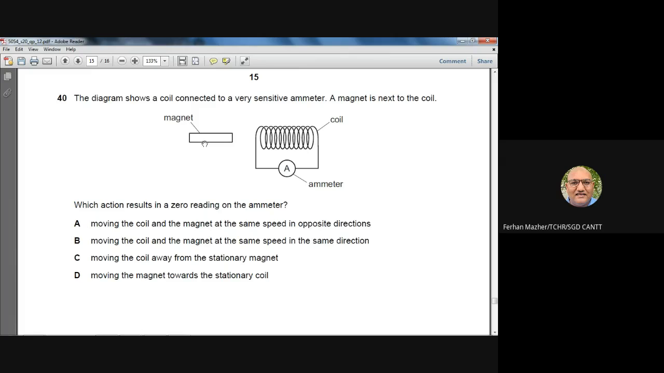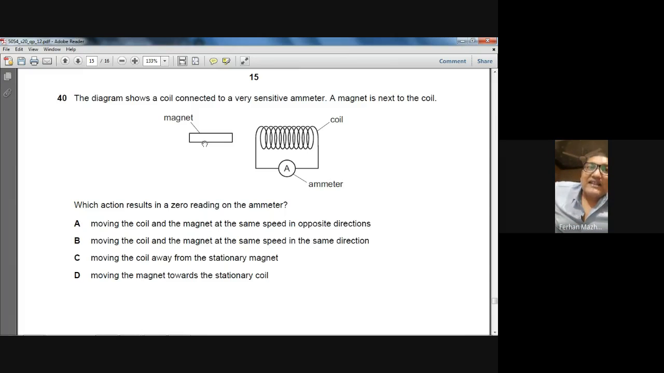If the magnet will not move relative to the coil, or the coil will not move relative to the magnet, if they do not move relative to each other, no EMF will be induced. The EMF or the current or the voltage is produced in the coil only when the magnet or the coil move relative to each other. When they move relative to each other, then the magnetic lines of the magnet which are cutting the coil change.